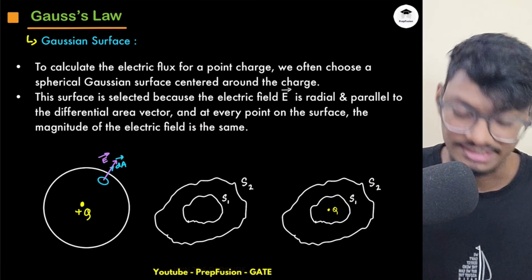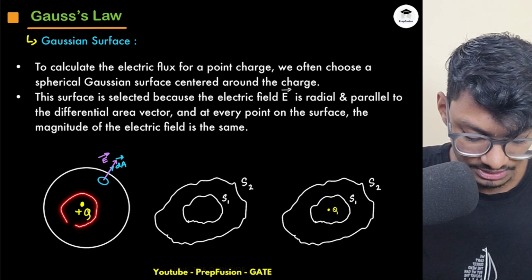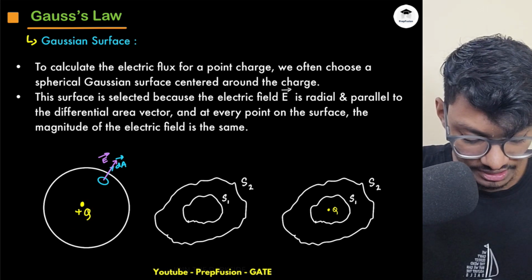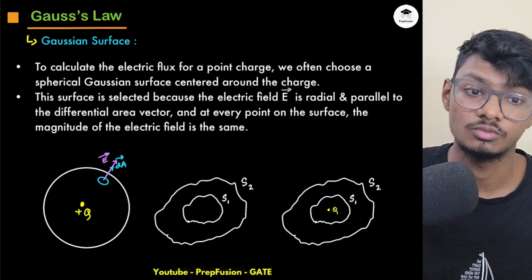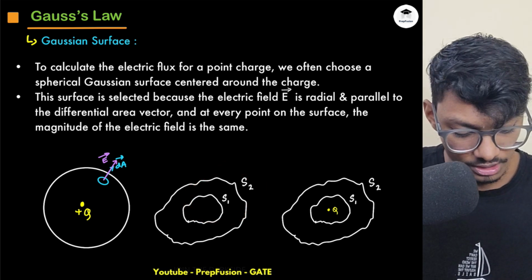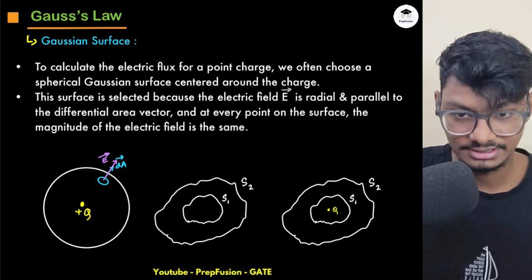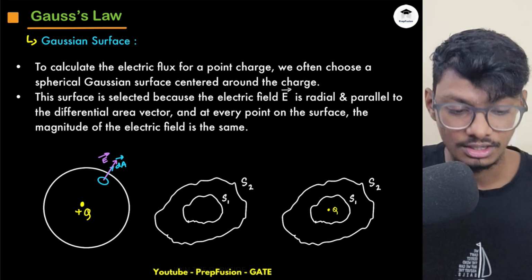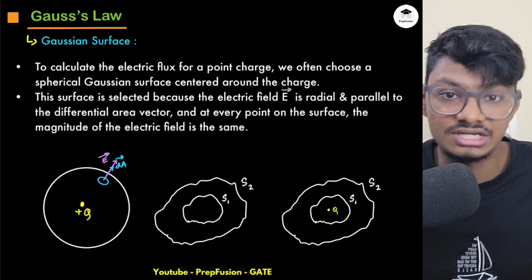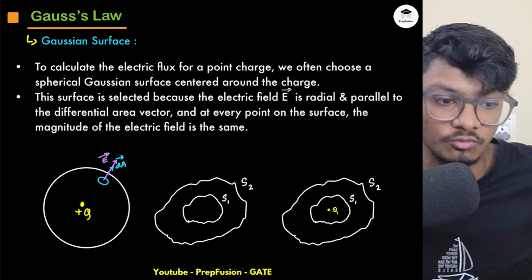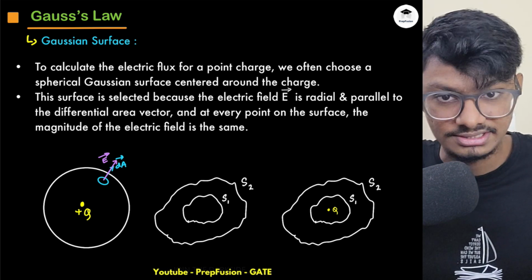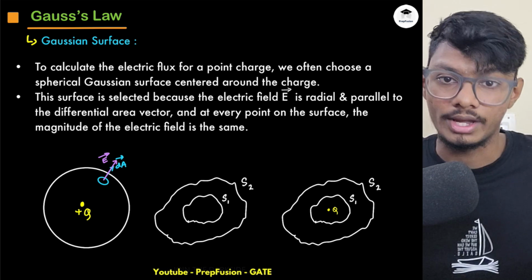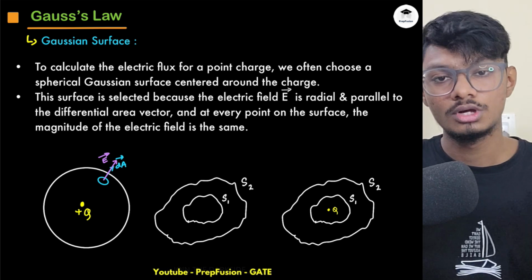So let's take another example. Here I have a plus q charge. Now if I break this down into two surfaces, what will happen? Sometimes the surface is not actually present. Where is Gauss law used? We use Gauss law to find the electric field intensity, which I will derive later on. So it is very useful.